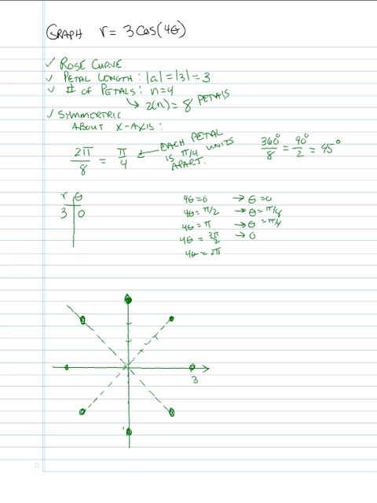Theta equals 3 pi over 8. This is theta equals 2 pi over 4, which is pi over 2. So if we choose those theta values, then we're going to be at some particularly important positions.